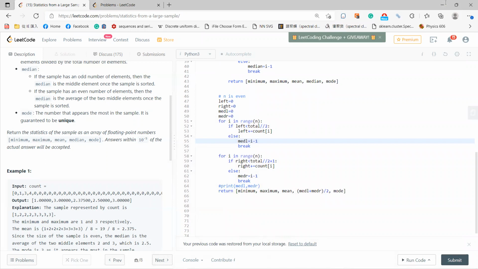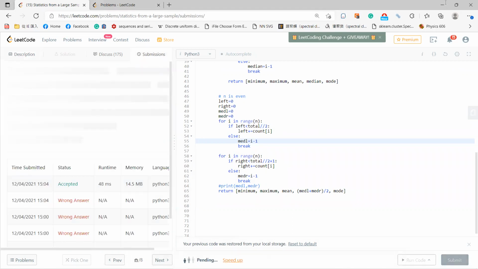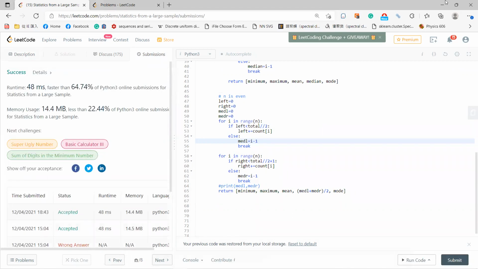While the running count is less than total divided by 2, I just keep counting. Once the count is greater than that, I find the middle left and the middle right. So I get left and right, and I compute their sum divided by 2. So that's it. I think only the median is a little bit tricky, and the rest are almost trivial. Okay, see you guys in the next videos.